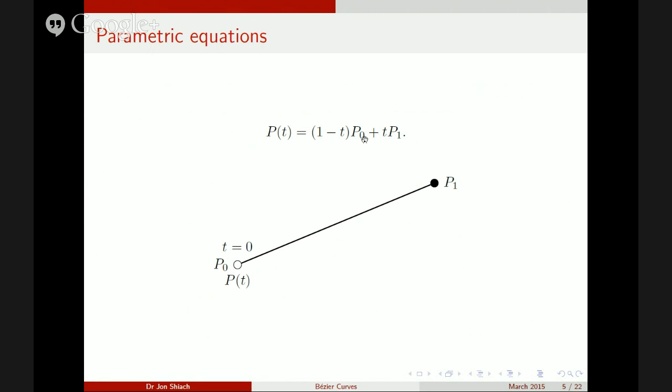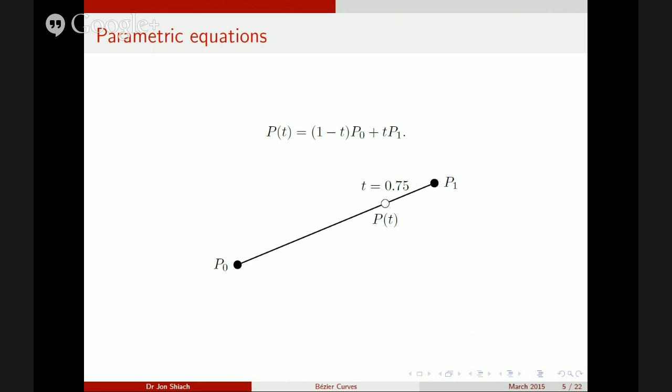So therefore, when t is equal to 1, my point is at P0. If I increase t to be equal to a quarter, I'll have 3/4 times P0 plus a quarter times P1. So I'm now at this point. I'm actually a quarter of the way along this line. So if I go t is equal to a half, I'm halfway along the line, and then 3/4 of the way along the line.